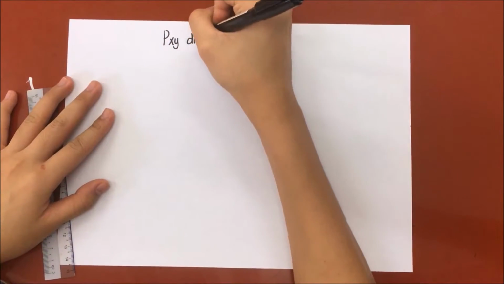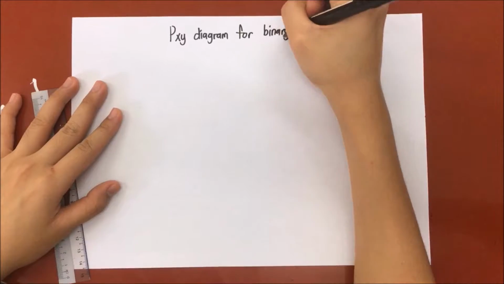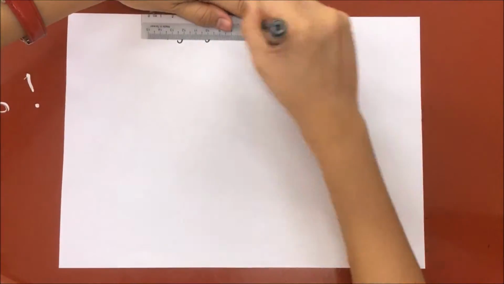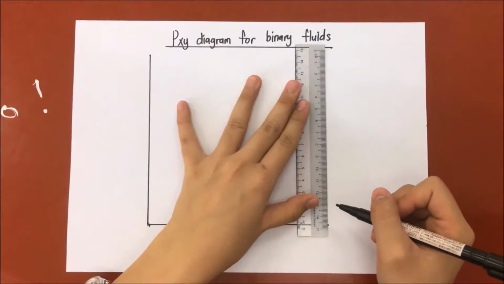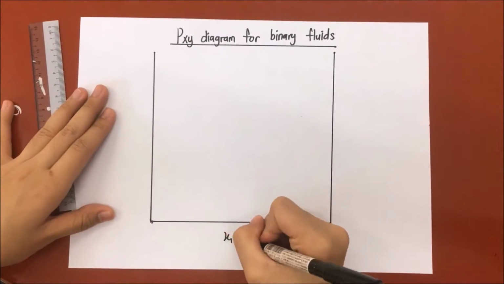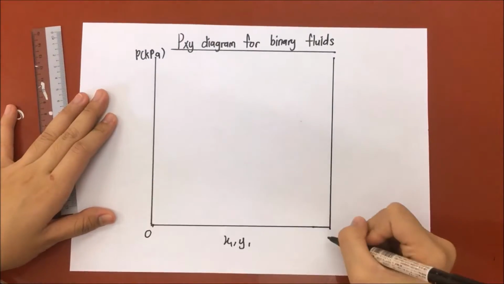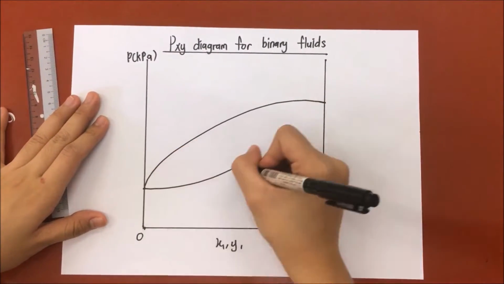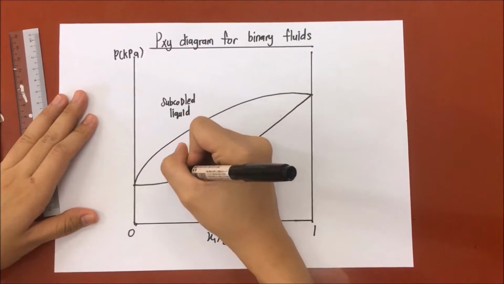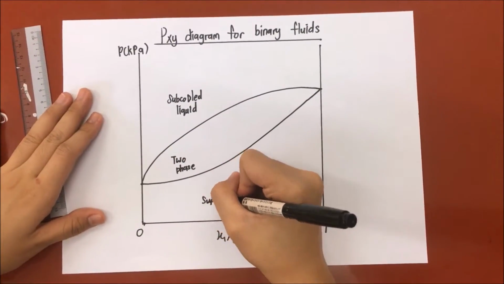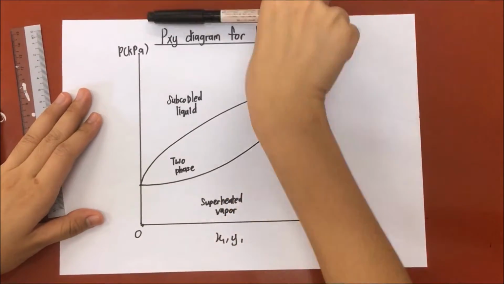Now I'm going to explain the PXY diagram for binary fluids. X1, Y1 and pressure axes are drawn in the diagram. In this diagram, it shows two species, which are light and heavy species. There are two equilibrium lines plotted in the diagram. Three states are shown: subcooled liquid, two-phase and superheated vapor states. The upper equilibrium line is known as saturated liquid and the bottom line is known as saturated vapor.